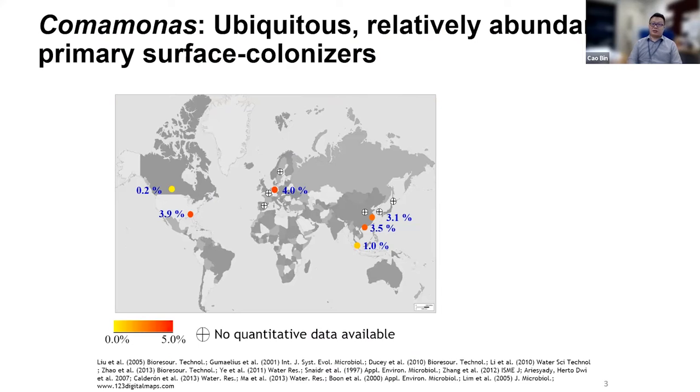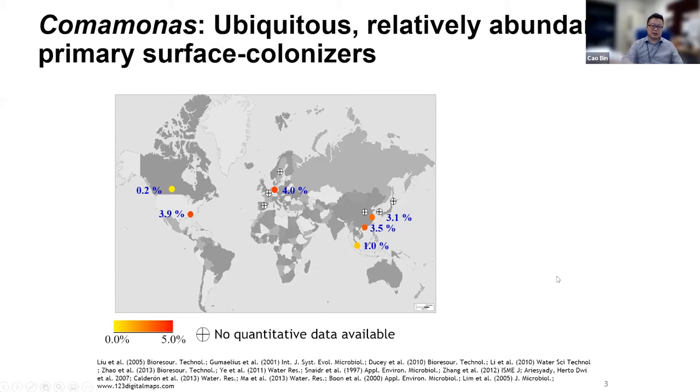Why Comamonas? At the time when we decided which organism to use, we looked at the relevance of the organism in wastewater treatment plants. If you look at this map, the numbers here are the relative abundance of Comamonas, this group of organisms, in the wastewater microbiome in different areas of the world. You can see the percentage is very high, considering the very high diversity in the wastewater microbiome. So 1% or 2% is extremely high already.